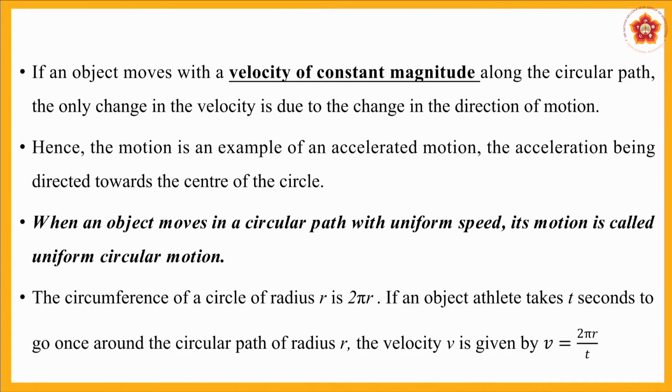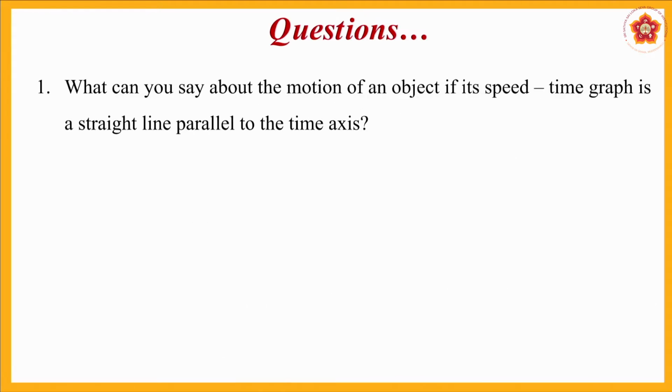The object is moving in a circular path, but there is no change in magnitude or speed, only a change in direction, and because of the change in direction there is an acceleration produced towards the center of the circular path. Let us take up some numericals now.